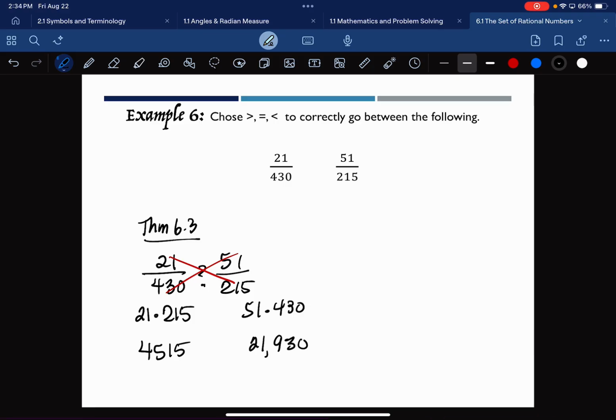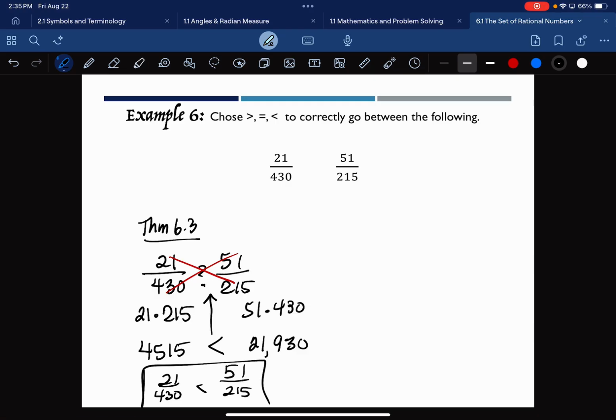Those aren't the same. Which one's bigger, first one or second one? The second one. This one's bigger. So if I go back upward, what that means is the same inequality will be between the two above. It's telling you that 21 over 430 is less than 51 over 215.